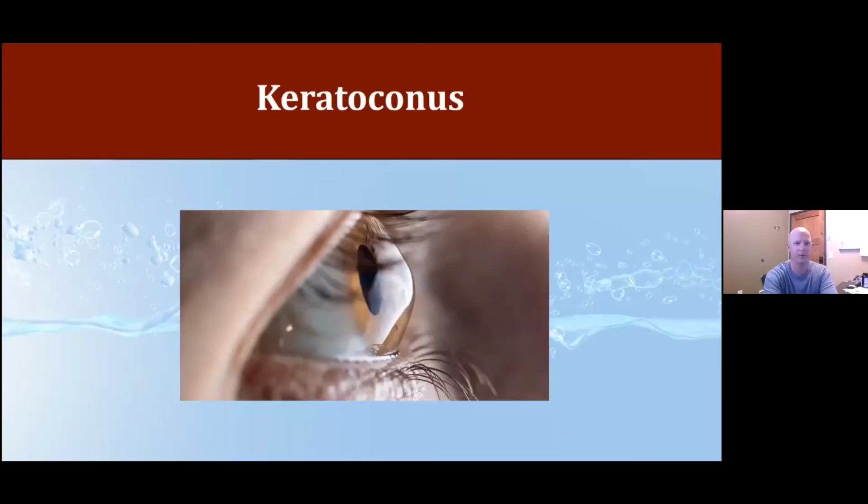But this is a profile image of someone's eye who has keratoconus. You can see that it's starting to form kind of a cone shape on the front surface here because the front surface of that eye is starting to get a little bit thinner. It's starting to become more curved or stretched.